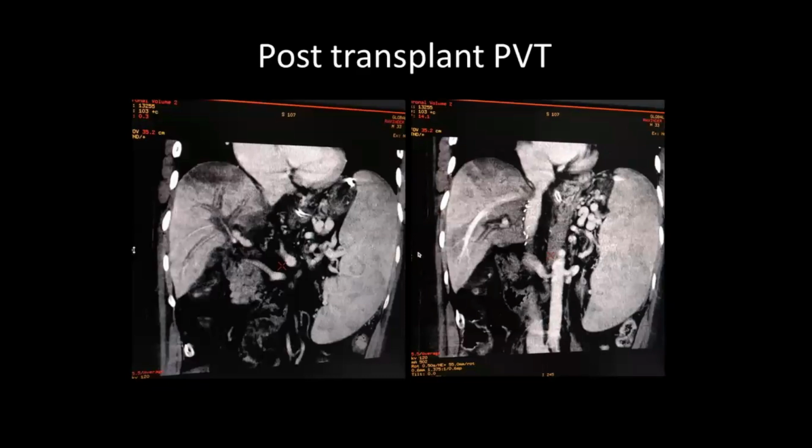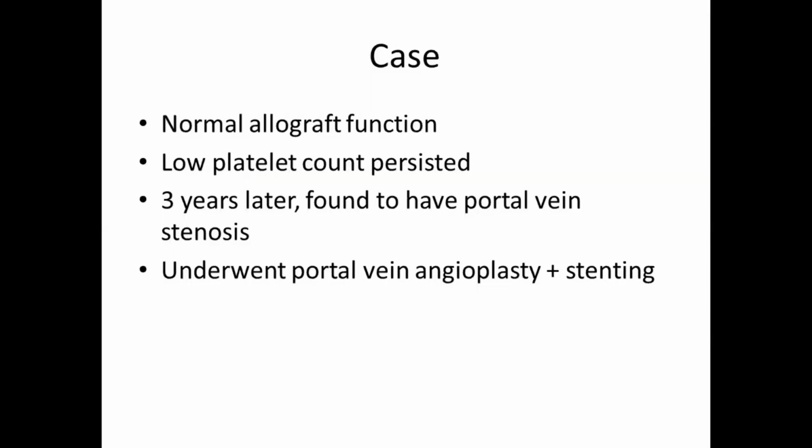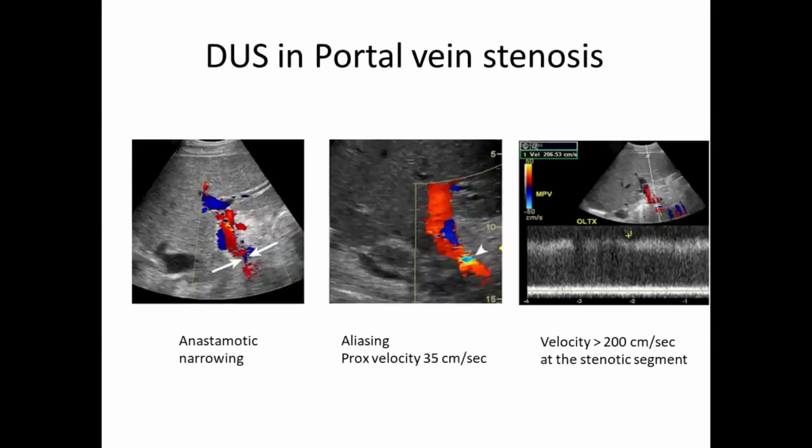So this particular patient we managed conservatively by giving him systemic anticoagulation, and this patient was discharged with normal allograft function. However, he continued to have a degree of hypersplenism, which was manifest as a low platelet count. 3 years later, he developed a portal vein stenosis and underwent portal vein angioplasty and stenting.